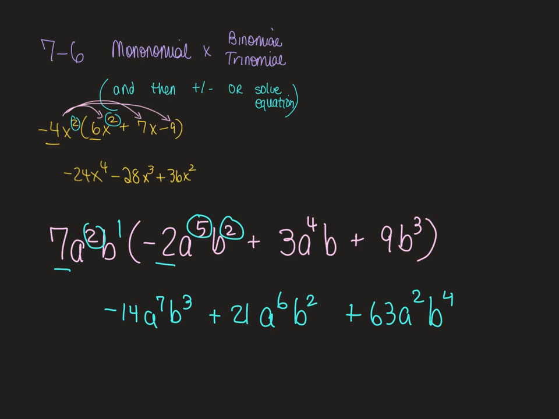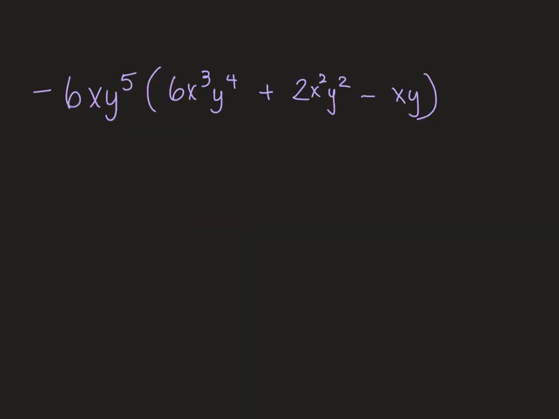So there you go. All right, here's your first question of the video. Distribute a negative 6xy to the 5th to everybody in those parentheses.